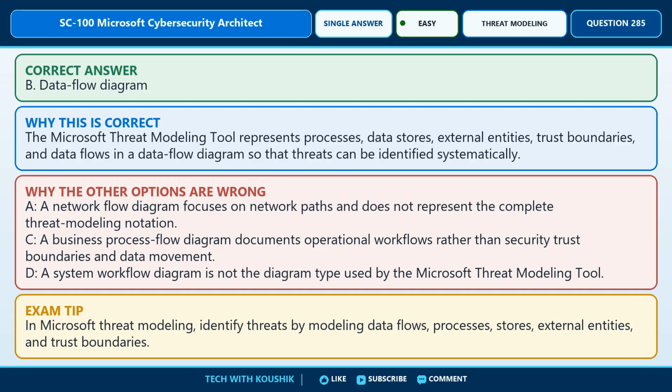Why are the other options not correct? A. A network flow diagram focuses on network paths and does not represent the complete threat modeling notation. C. A business process flow diagram documents operational workflows rather than security trust boundaries and data movement. D. A system workflow diagram is not the diagram type used by the Microsoft Threat Modeling tool. Exam tip. In Microsoft Threat Modeling, identify threats by modeling data flows, processes, stores, external entities, and trust boundaries.